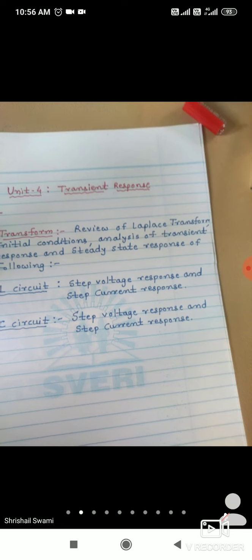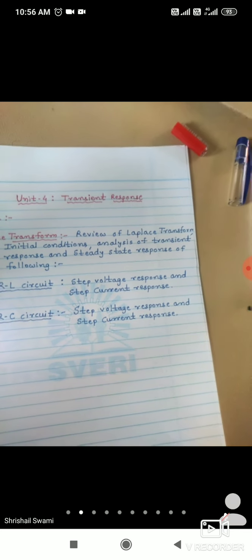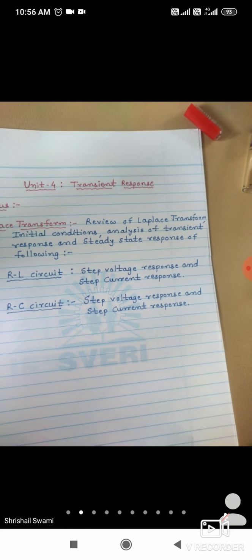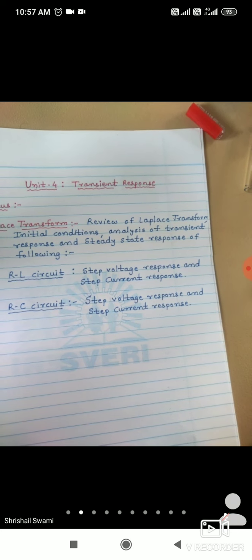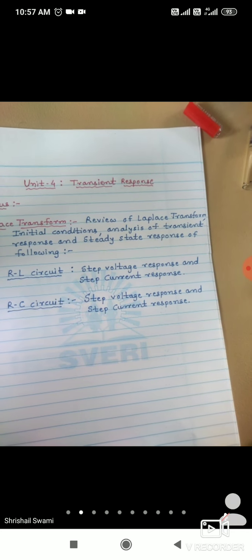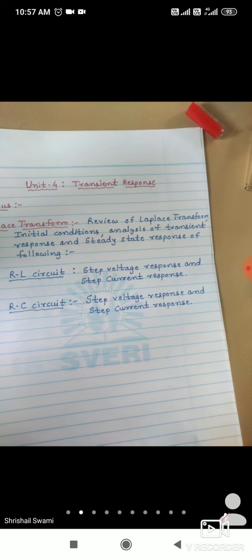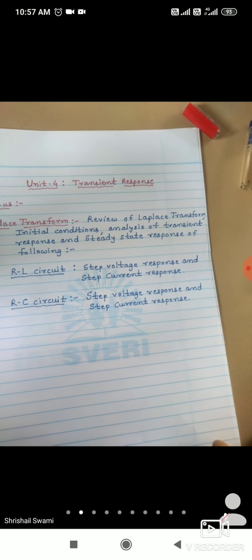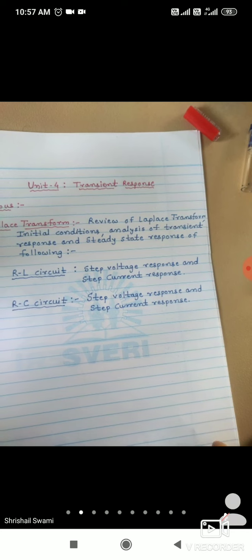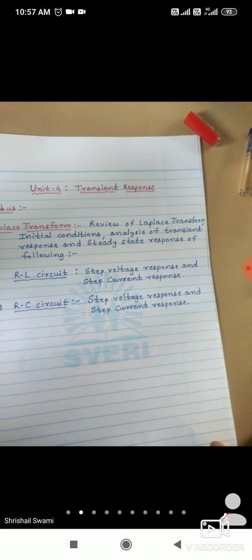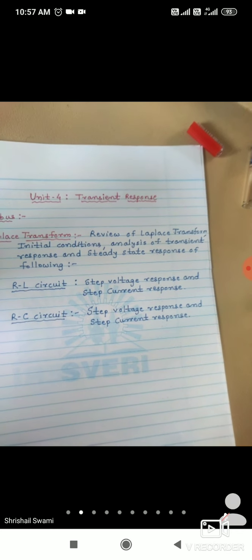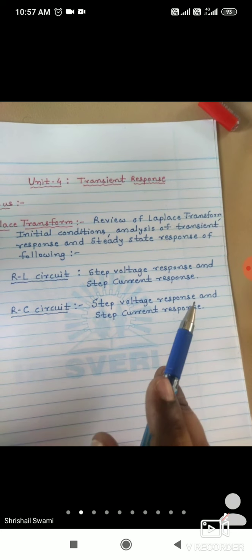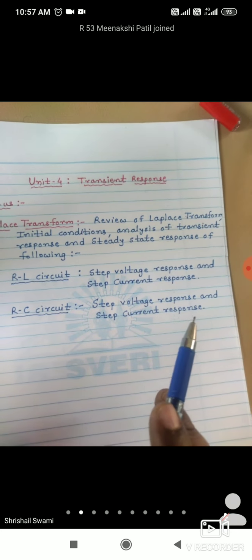Step voltage and step current, that is the step function, you already know. The step function is denoted by U of t. U of t means from 0 to positive infinity, the value remains constant. The amplitude of the signal remains constant, that is 1. That is called the unit step function. If it is related to voltage, it is called step voltage response. If it is related to current, it is called step current response. Based on the type of signal, voltage or current, we can find out the response.